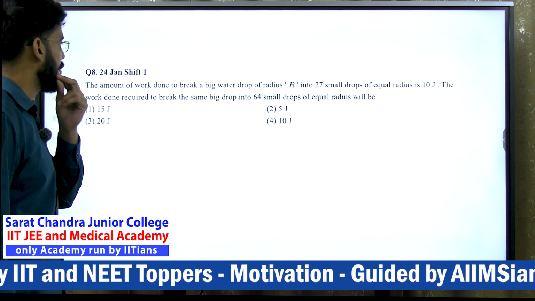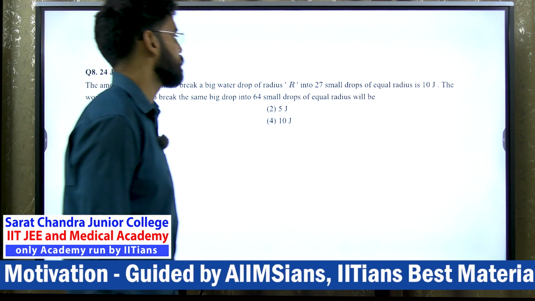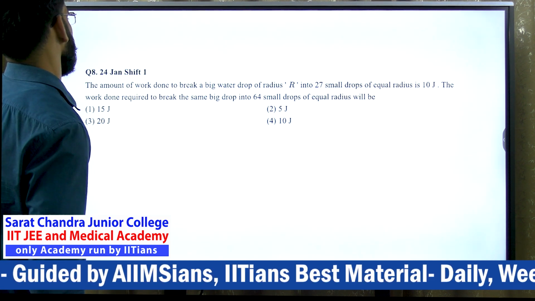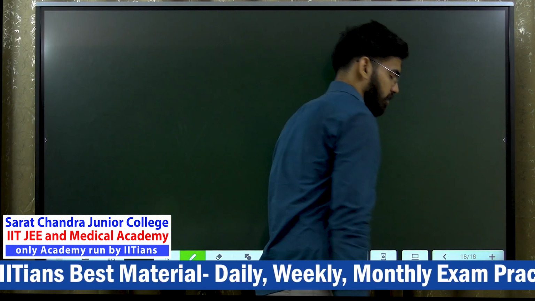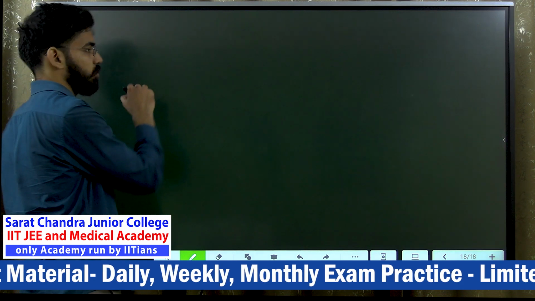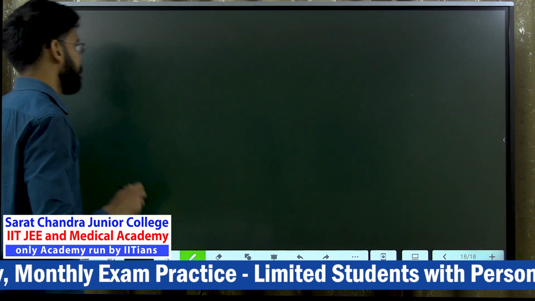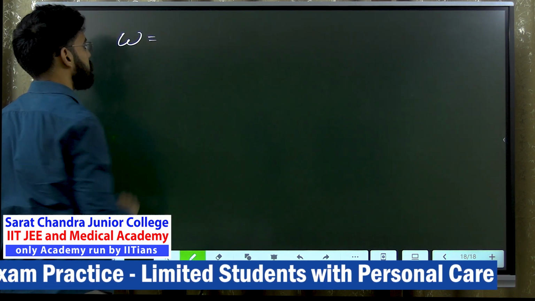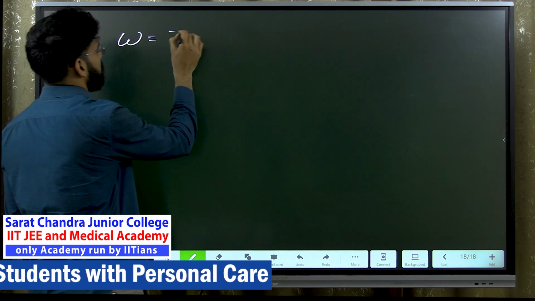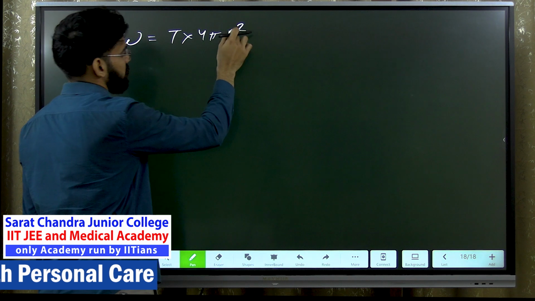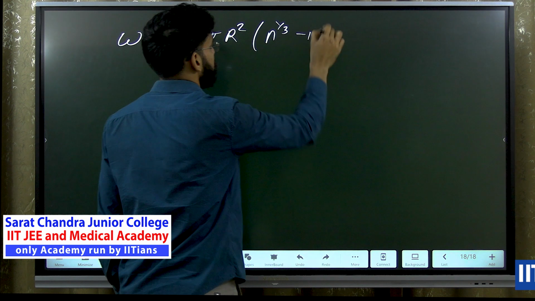Question number 8. The amount of work done to break a big water drop of radius R into 27 small drops of equal radius is 10 joule. Okay. Now if you remember, in the notes we have solved, when you break one water drop into n number of water drops. This lecture I have recorded on YouTube also, of surface tension. There I discussed this thing. Okay. So there we calculated the work done that is required, or energy absorbed, energy required, whatever term you say. That comes to be surface tension times 4 pi r square, where r is the radius of the bubble, into n raised to power 1 by 3 minus 1.